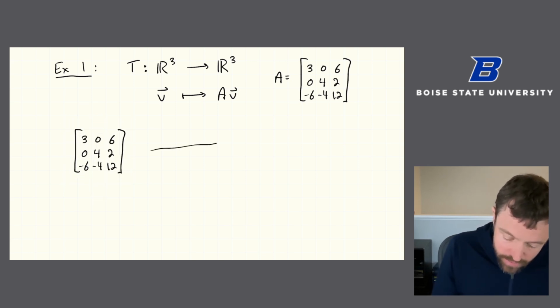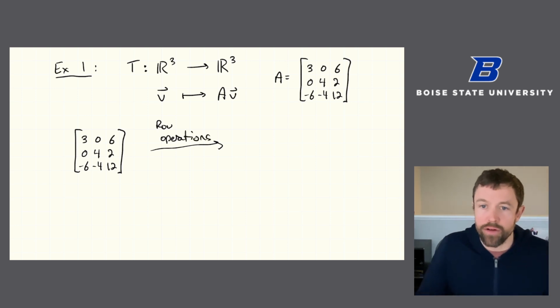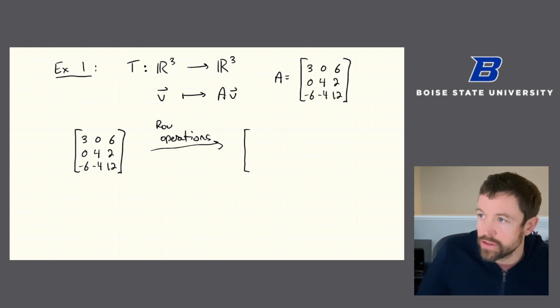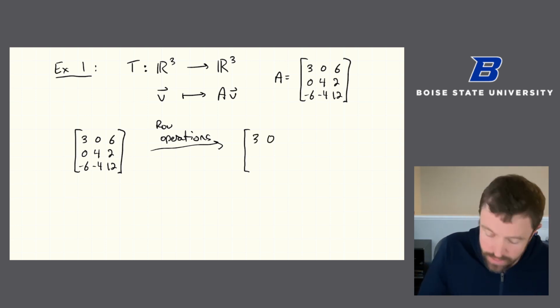And as I often do, I'm not going to write out all of the row operations. At this point, we should believe that we can do a series of row operations to convert this thing to echelon form. And as I do these row operations, at some point I get to this matrix.